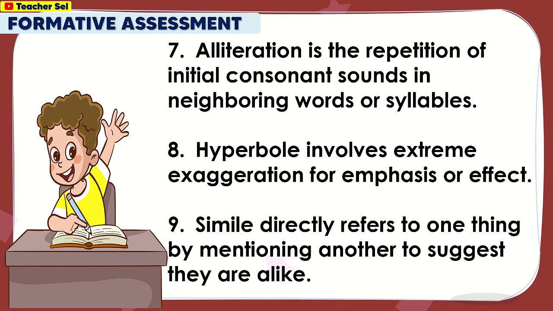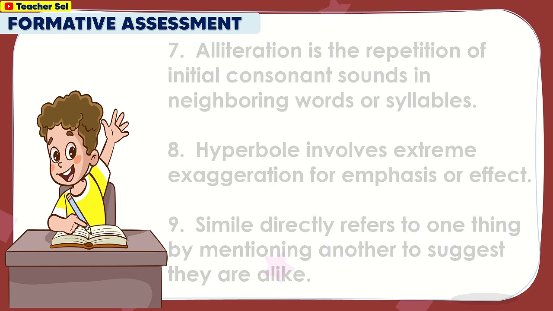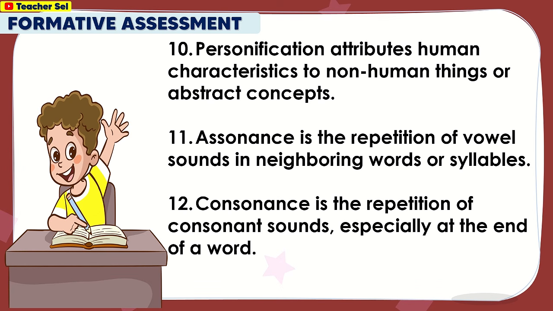Alliteration is the repetition of initial consonant sounds in neighboring words or syllables. Hyperbole involves extreme exaggeration for emphasis or effect. Simile directly refers to one thing by mentioning another to suggest they are alike. Personification attributes human characteristics to non-human things or abstract concepts.